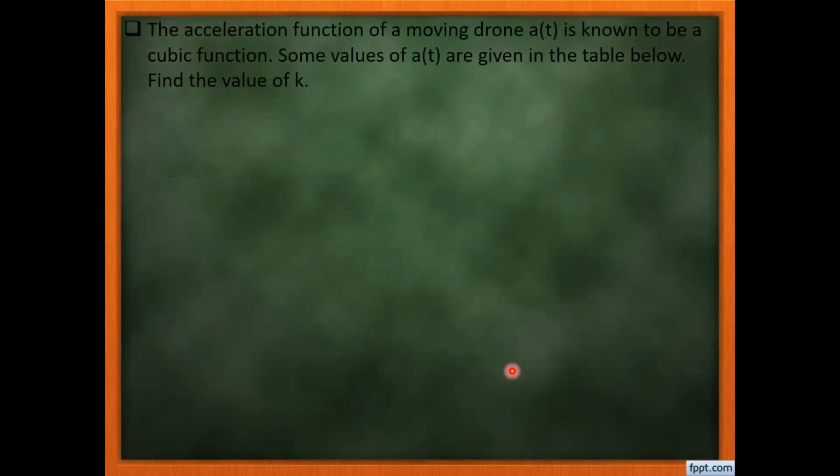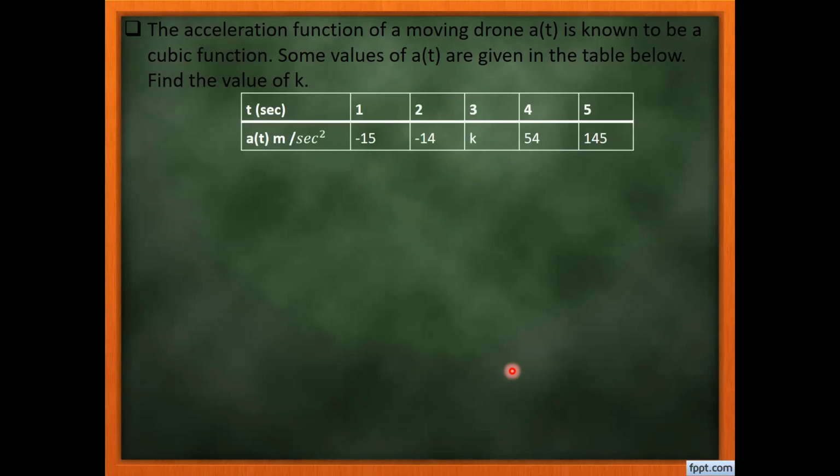Third question: the acceleration function of a moving drone is known to be a cubic function. Some values of the acceleration are given in the table below. Find the value of A. We can see that the value of acceleration is missing at 3, which is K. We want to calculate the value of acceleration at 3.